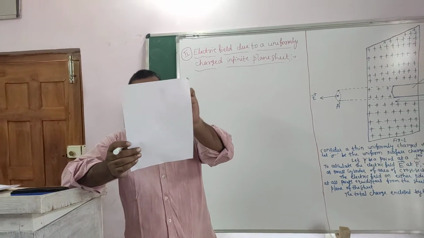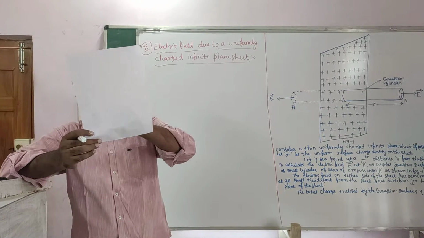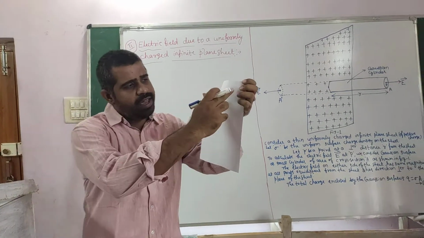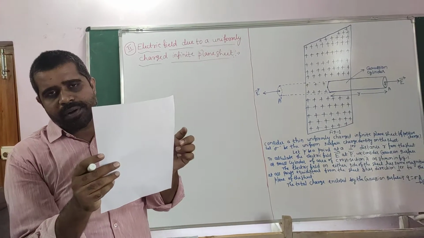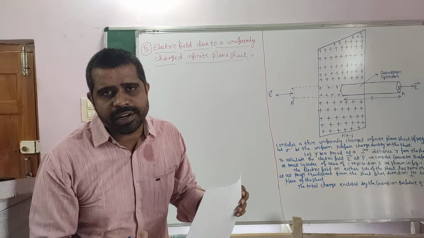This is a plane sheet, an infinite plane sheet. Are you seeing this A4 size paper? Let us assume this is a sheet of paper, or an infinite plane sheet. क्या है ये? Infinite plane sheet है, sheet of paper. Why do we use the word infinite here?